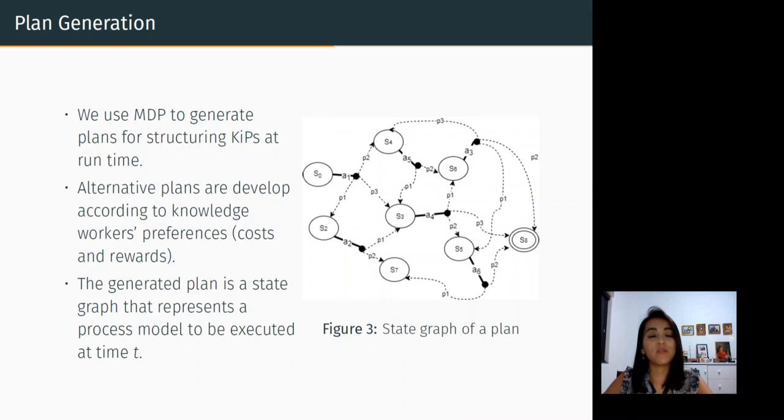For that, we use the Markov Decision Processes, which allow us to generate alternative plans according to the knowledge worker preference. The figure shows an example of a generated plan, which is a state graph that represents the process model. The circles are the states. The solid lines represent the suggested action to apply in these states, and the dotted lines represent the possible outcomes of each after applying this activity.